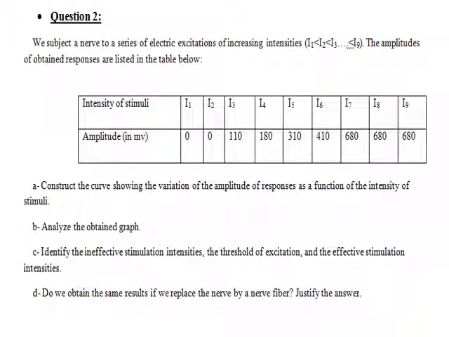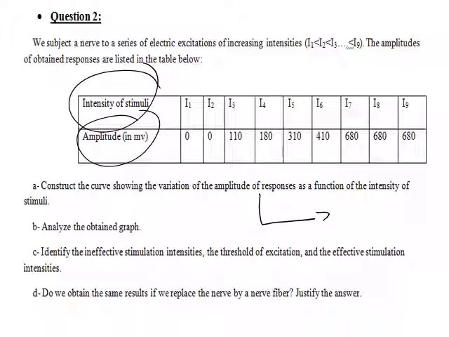Question number 2 says, we subject a nerve to a series of electric excitations of increasing intensity I1, I2, I3, reaching I9. These are increasing intensities: I1 less than I2 less than I3. The amplitudes are listed in the table below, intensity and amplitude. Construct the curve. This is intensity, and this is the amplitude. Again, the shape of the curve will be like this and reach a threshold value.